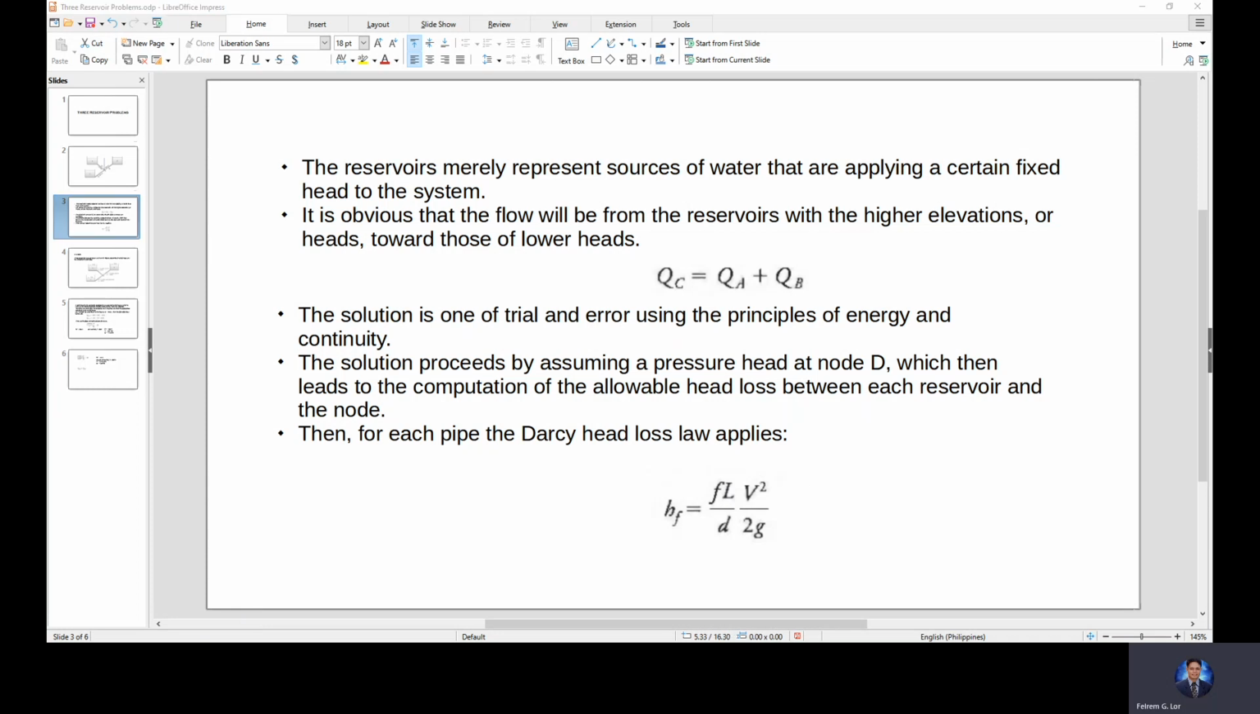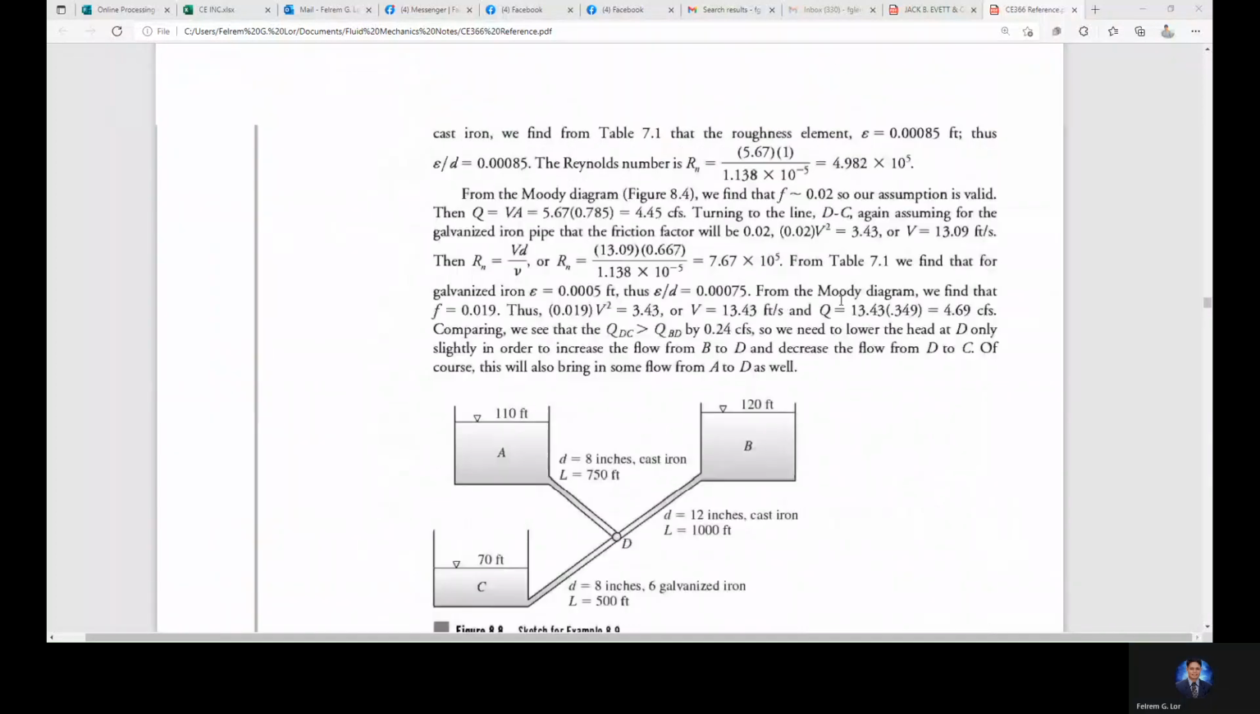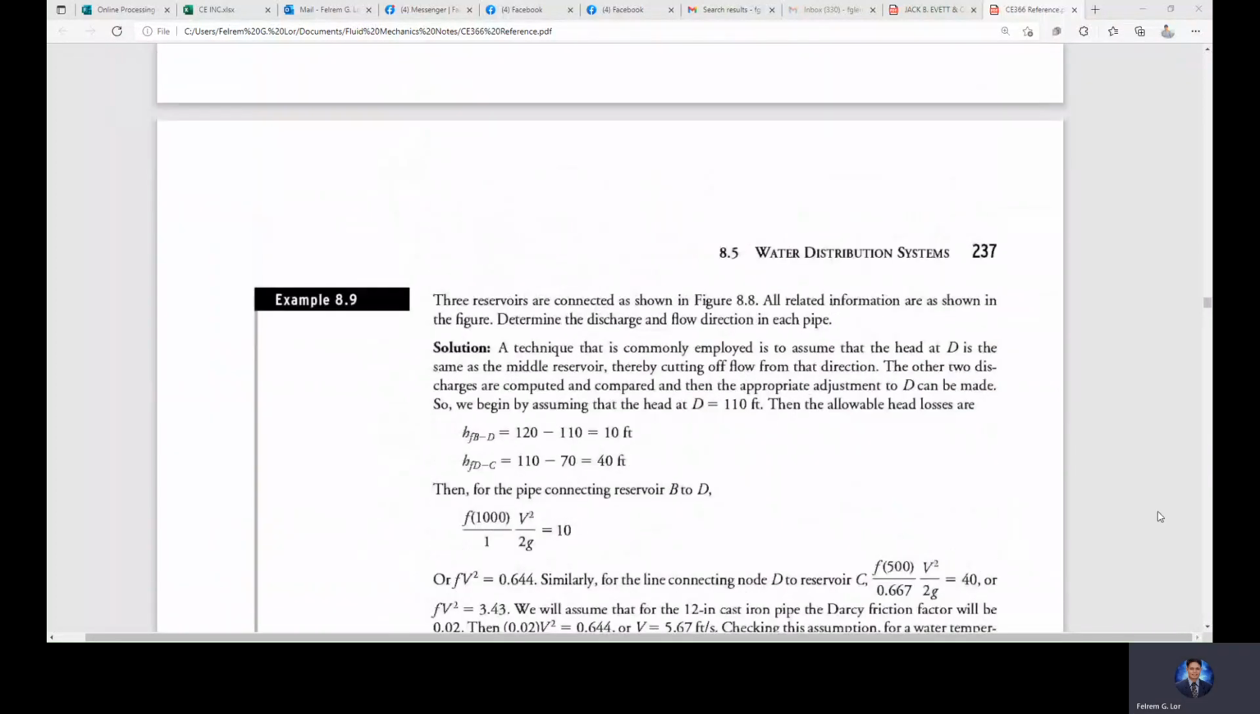In this case, I will just share the example from the book. Although it's fine, you can read it in the book. I will discuss the solution in the book. I will share screen the book.